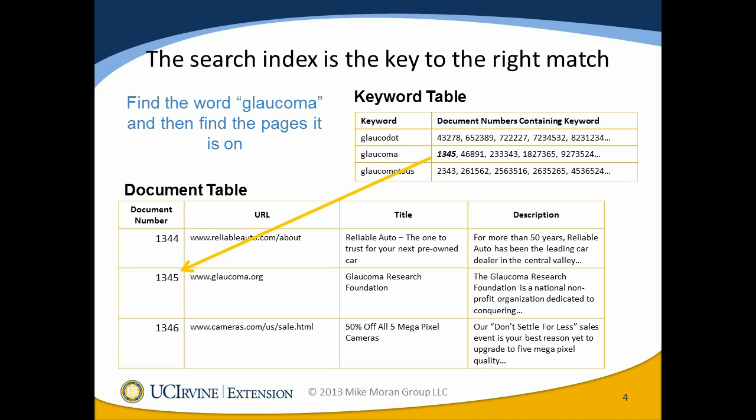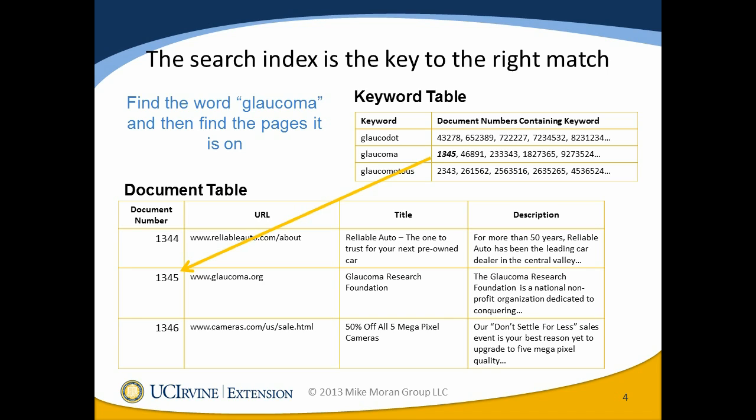Then what the search engine does is it takes all of the words that it has seen on any of these documents, on any of these pages on the internet. And what it does is it identifies what each unique word was that it's seen. So in this case, it might be looking at all the pages that have the word glaucoma on it. And so when it does that, it then creates a list in the keyword table of every document number that has the word glaucoma.